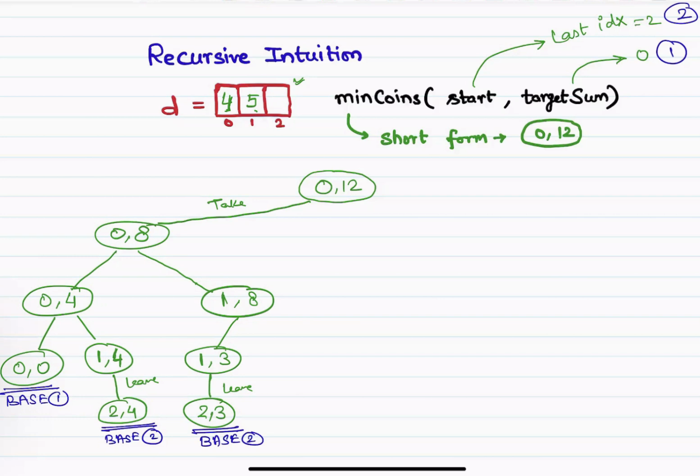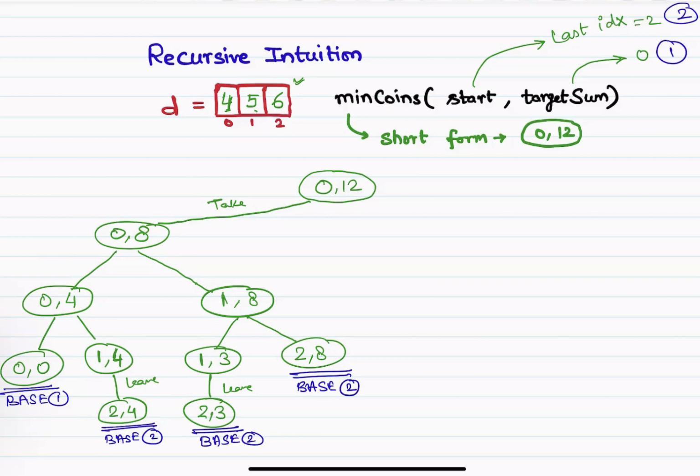So let's move back up. Now at 1, 8, you took, that was the option. If you would have left it, then we would have been looking for a target sum of 8 and we are at index 2. Now at index 2, let me reveal the value. Let's say the value is 6. Now again, we have hit a base case. Again, we have hit base case 2. Okay, let's move back up.